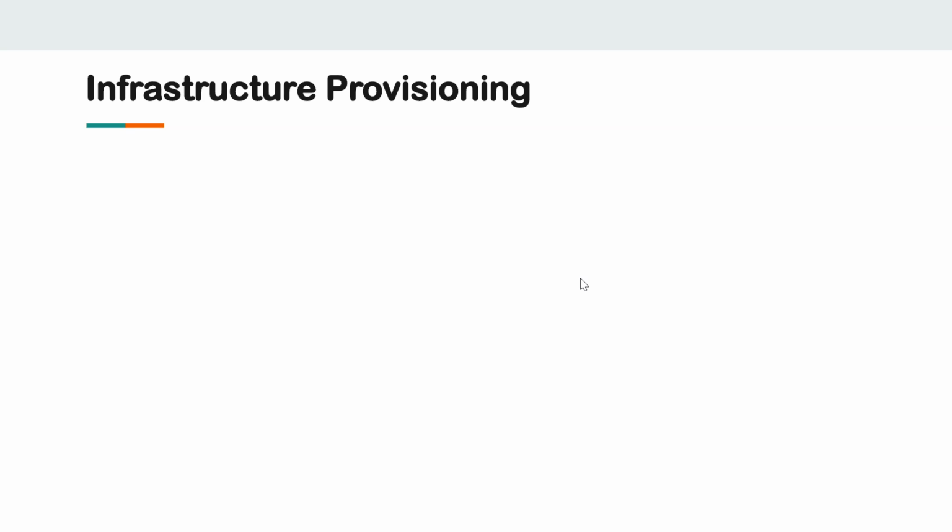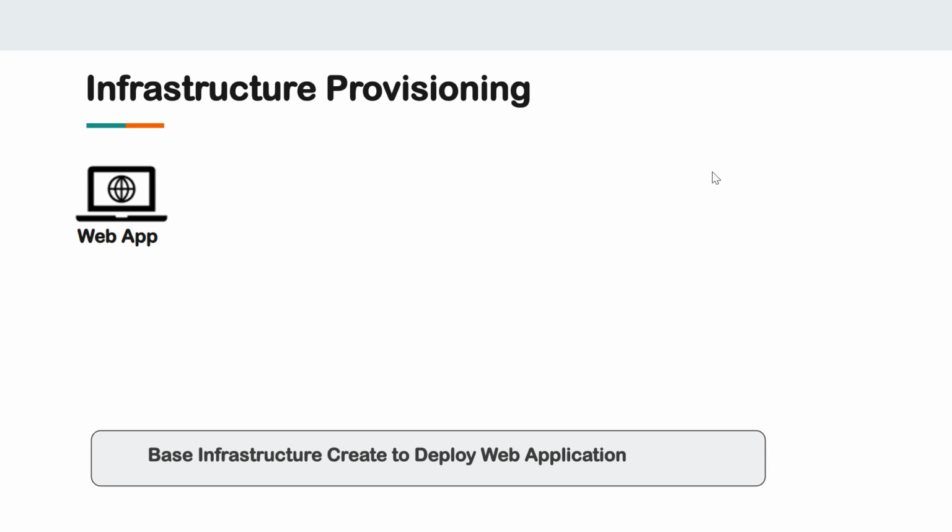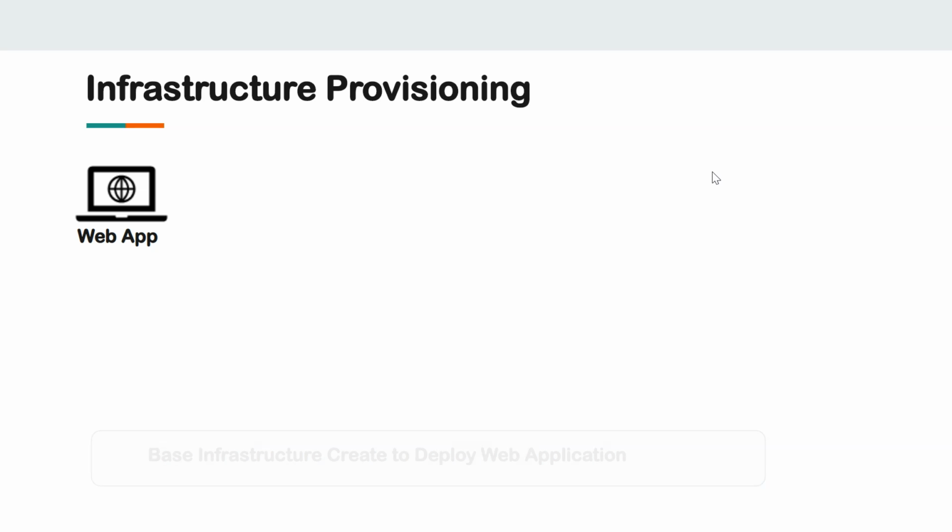So let's take an example of infrastructure provisioning. Let's try to understand with a small example here. We have a web application, and I want to deploy this web application on the cloud. To deploy my web application, I might need certain base infrastructure over the cloud. What kind of base infrastructure do I require?